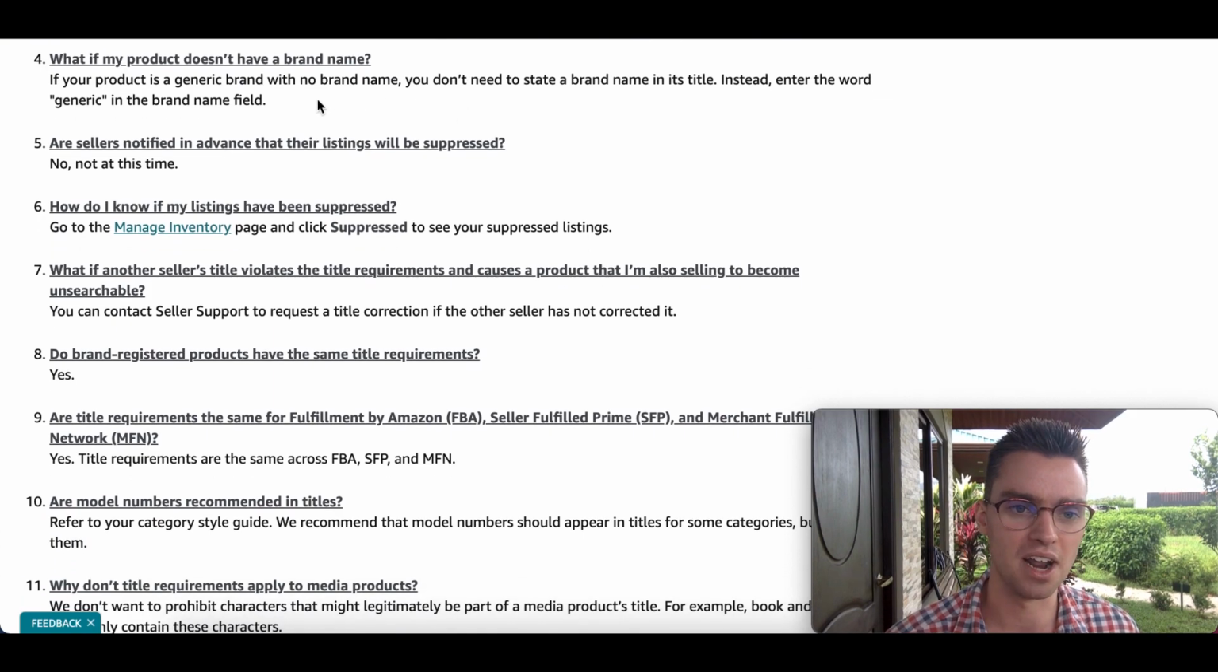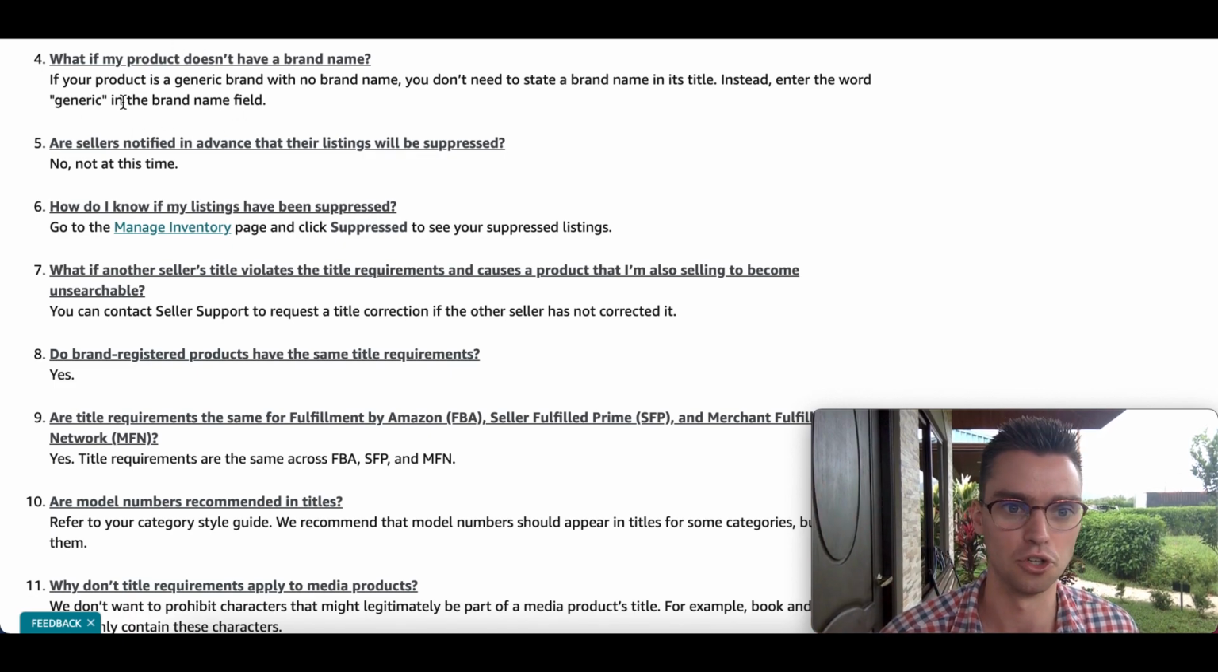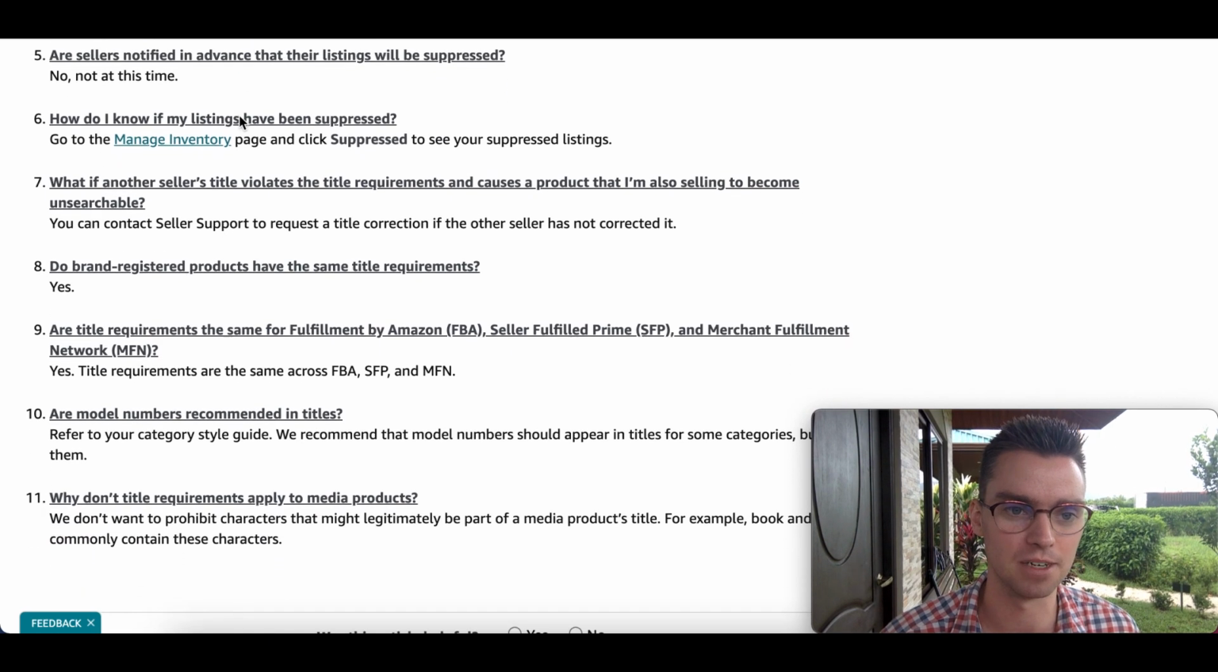If your product does not have a brand name, Amazon suggests entering the word generic. I don't sell anything outside of private label. They're all my own brand. So I always have, and I would recommend, if you have your own products, that you would obviously have your own brand. In terms of resellers, I don't really know the rules in that whole area, I just do private label. So I never include the word generic in my titles for that reason.